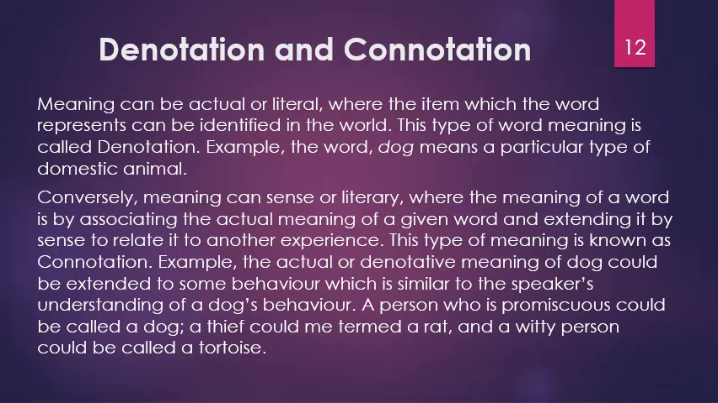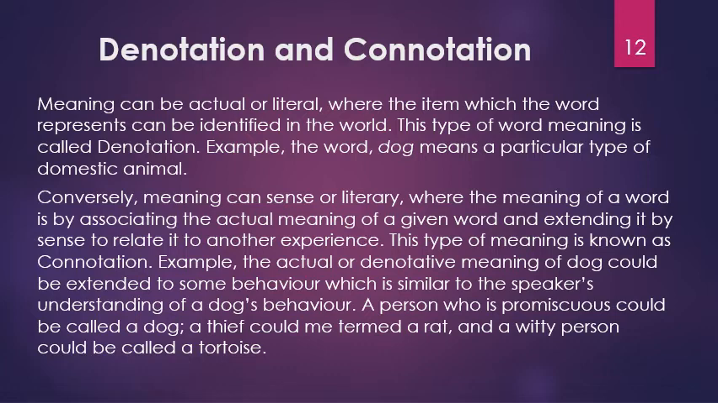When we say actual, class, we are referring to denotation. When we say literal, we are referring to connotation. Where the item which the word represents can be identified in the world, this type of word meaning is called denotation. Because each and every word represents a single object or many objects in the real world. For example, the word pencil or the word dog has something it represents in real life. Therefore, class, that original meaning, that dictionary meaning, is what we refer to as denotative meaning.